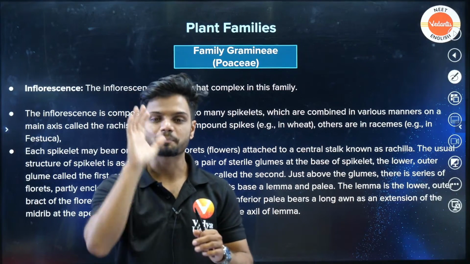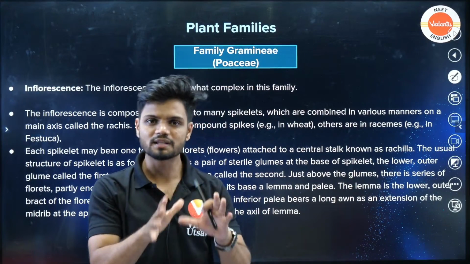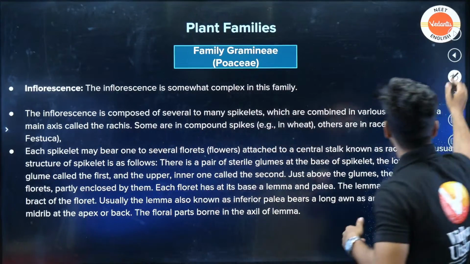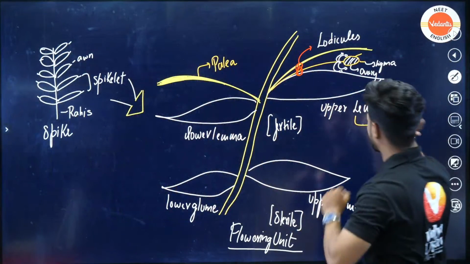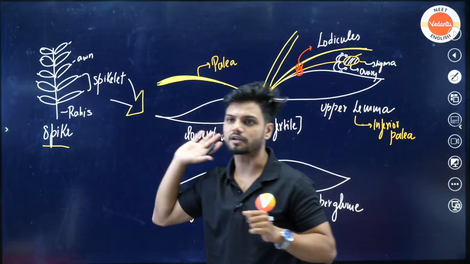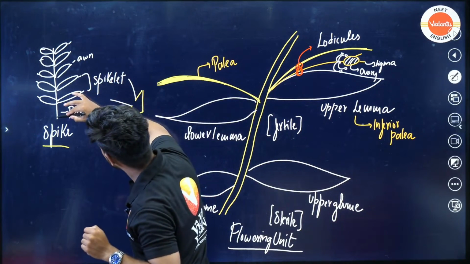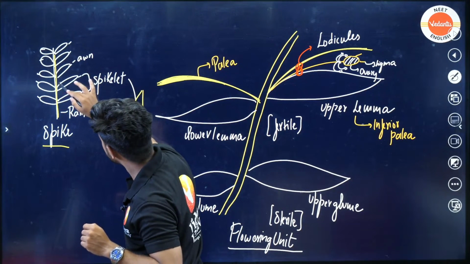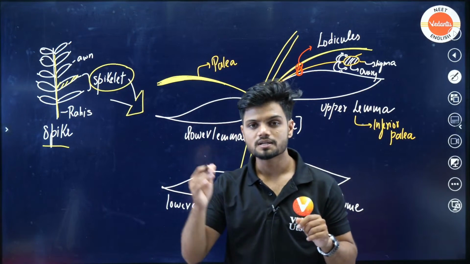Now let's understand spike modification, what is actually a spike, what is present inside a spike, with the help of a small diagram which I've already drawn before the class. This is going to be a spike. If you take one spike, this is your entire spike. Each one here is called a spikelet.